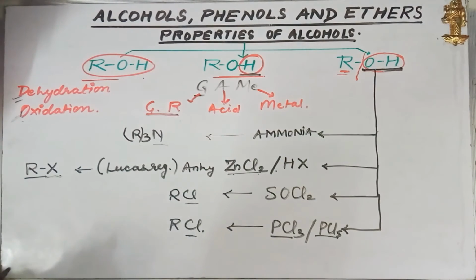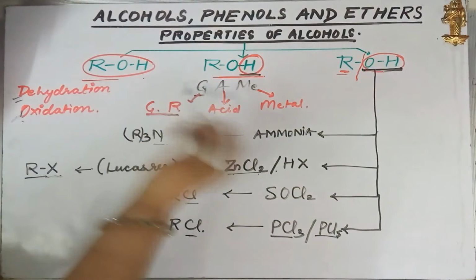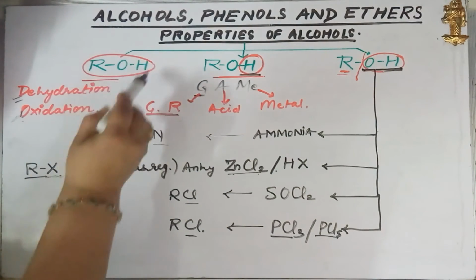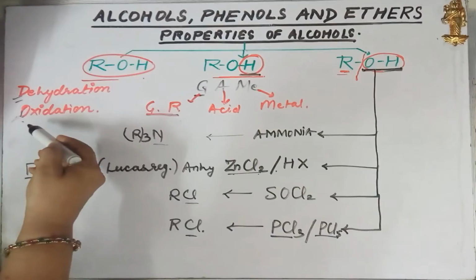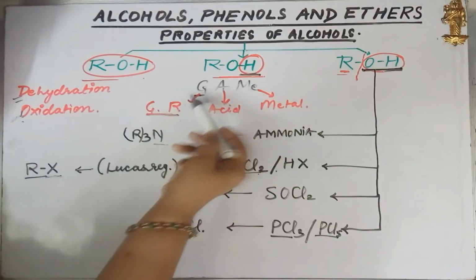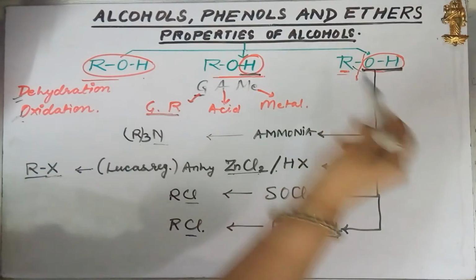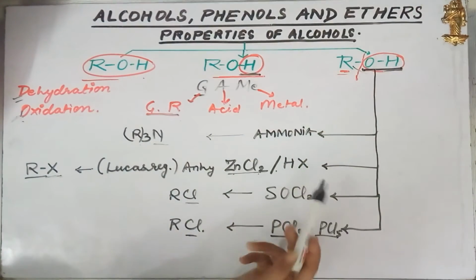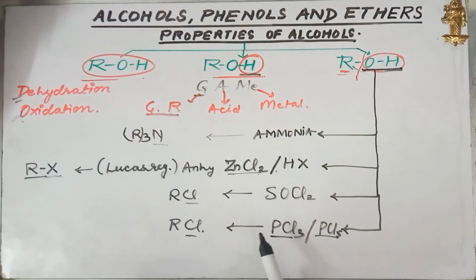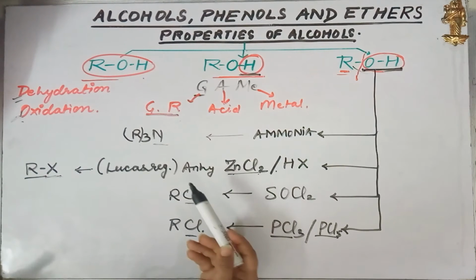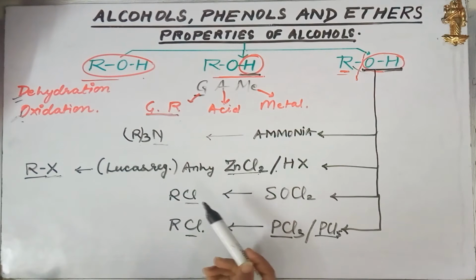So we can recall the entire reactions given by the alcohols by using a simple concept: where it is working as a whole, dehydration and oxidation, where it is releasing H, and where it is replacing the complete OH, which is the simple replacement by any other group, like amine, or like chloro by using SOCl2, or PCl3, or PCl5.